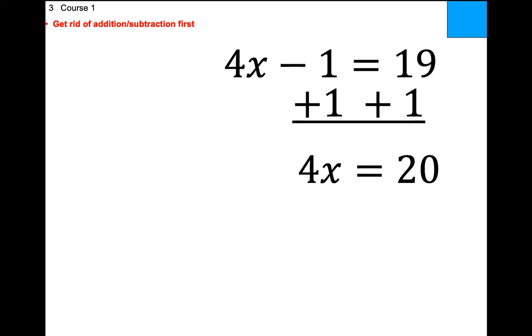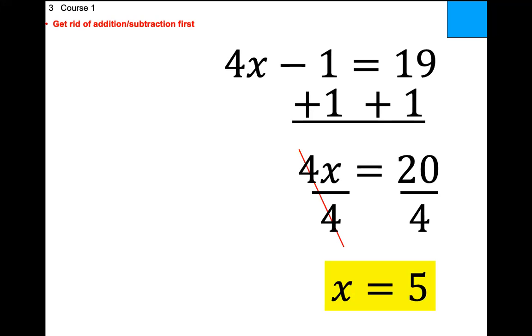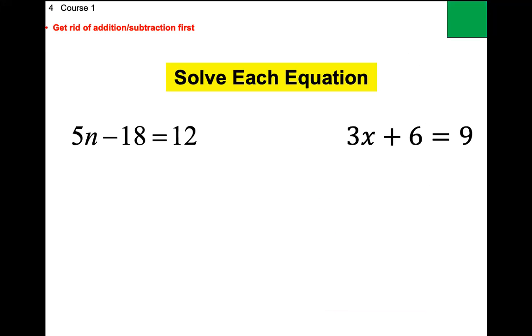Now what? Divide by 5. Both sides. Got to be both sides. The 4's cancel. X equals. Very well done. The next one's a hard one, right?